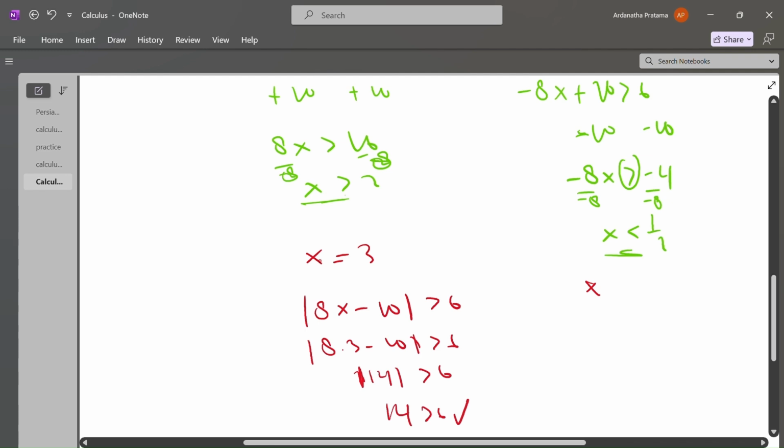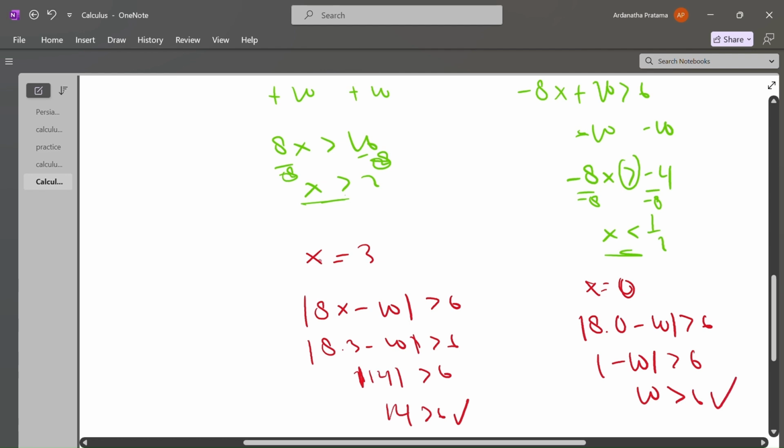And then for the second range of solution, we got x less than half. I will try it for x equals 0. So we have the absolute value of 8 times 0 minus 10 is greater than 6. So we got the absolute value of minus 10 is greater than 6, and we got positive 10 is greater than 6. This is also correct.